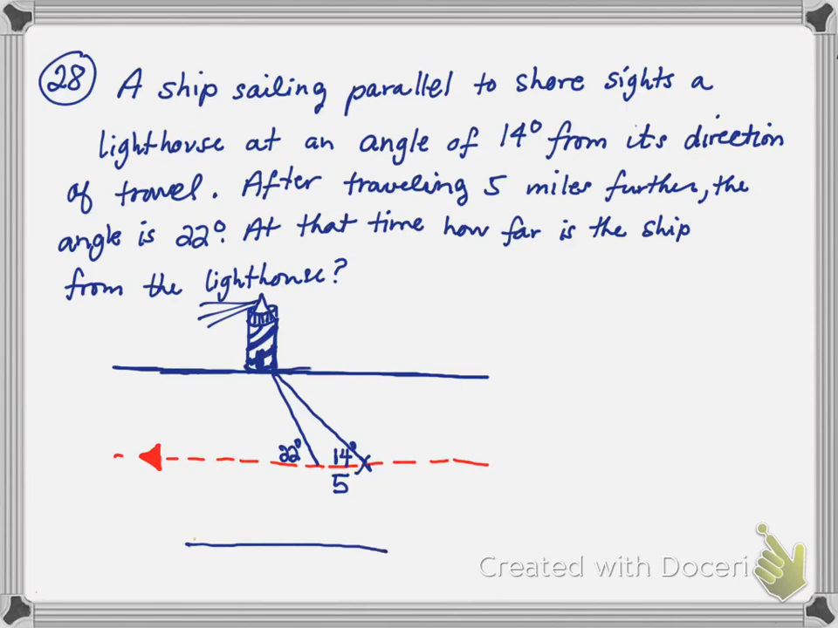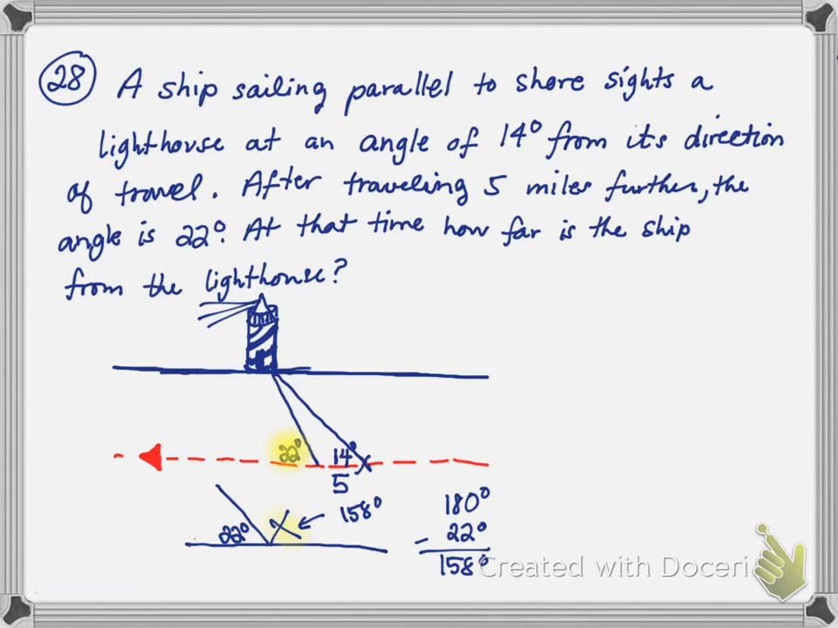If the boat is sailing parallel, and we know this angle is 22 degrees, I'm paying attention to this one here. I know that 22 degrees and this other angle here, which we'll label as X, have to create 180 degrees because it's a straight angle. So I can find the value of X by subtracting 22 degrees from 180, and I get 158 degrees. So I know that angle X is 158 degrees.